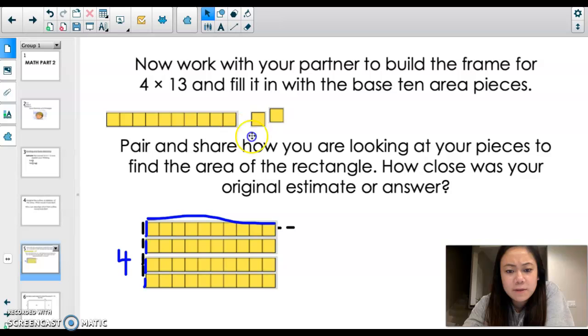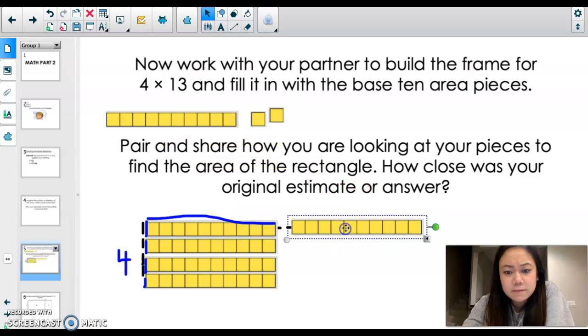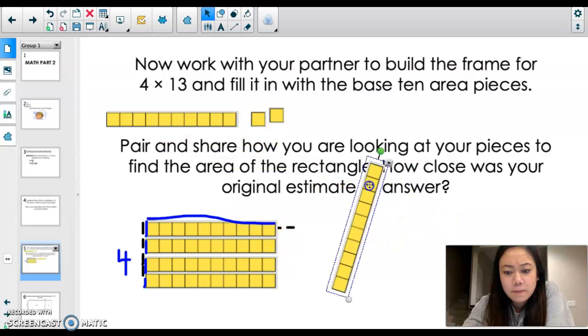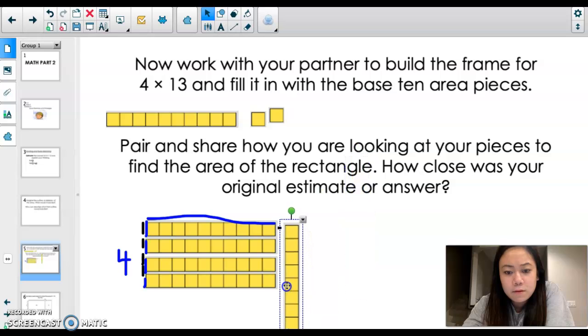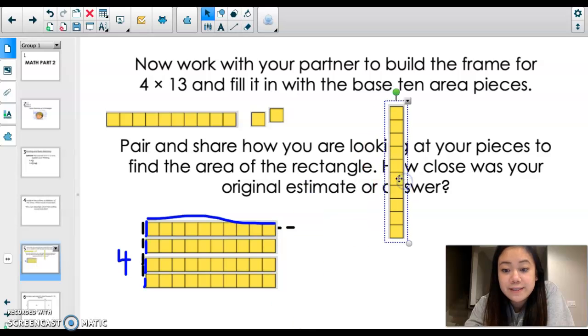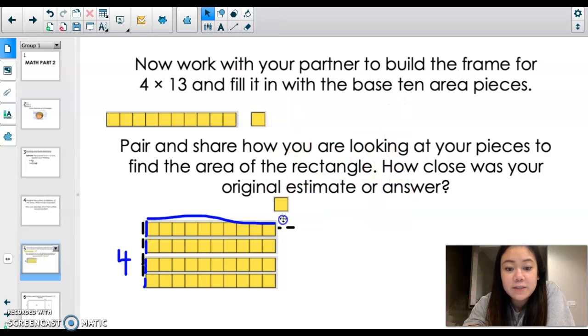Wait, I'm going to try this. Oh, why would this not work here? Why would I not want this piece here? I wouldn't want this piece here because an array needs to be equal rows and columns, and this does not make it equal because there's too much over here. So this is not a good one. I'm going to delete that. That's why I would use these. So let's see.